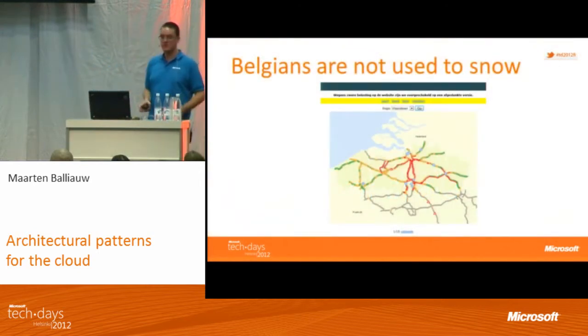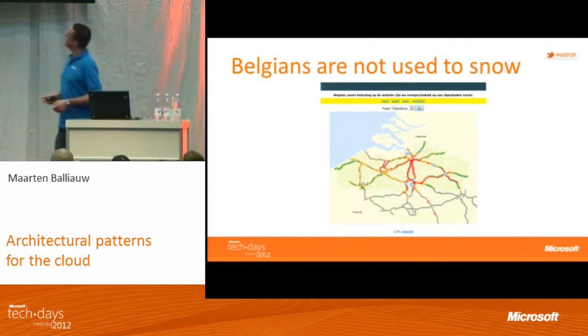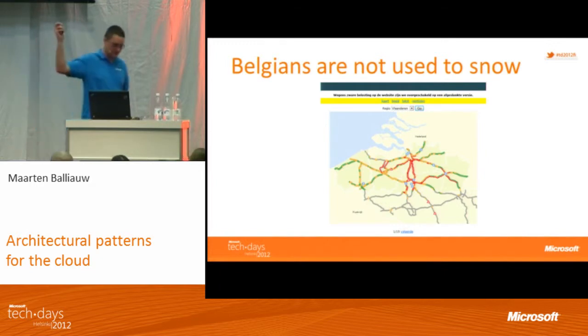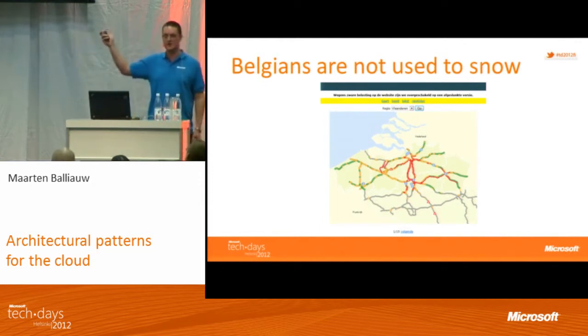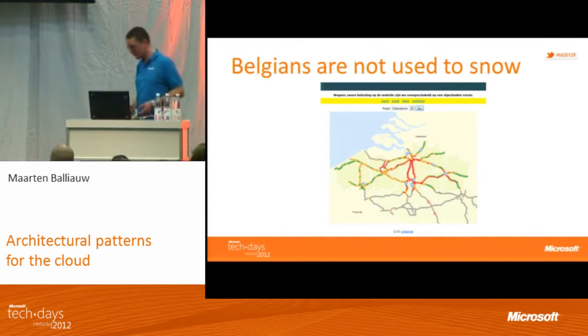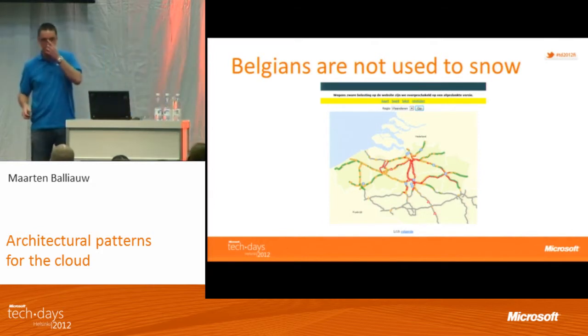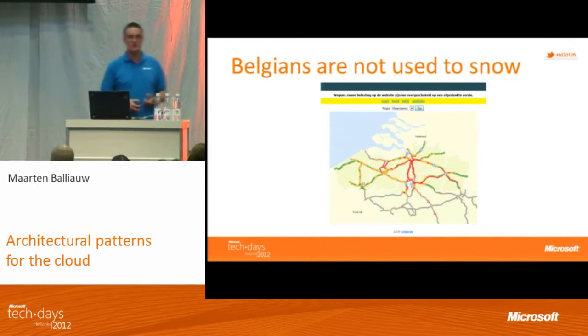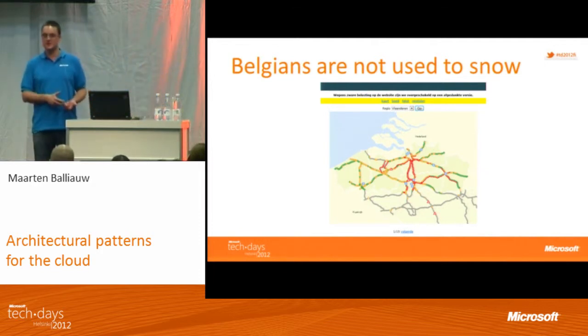Here's an interesting one. We Belgians are not that used to snow. That's the Flemish part. All the lines on there are all our motorways. And this is 1 centimeter of snow. That's 40 kilometers. So basically that was one day this year where we had a lot of people visiting this website, making sure they would be able to make it home through that 1 centimeter of snow. Now the problem there is this site went down because of that. 1 centimeter of snow, site goes down.